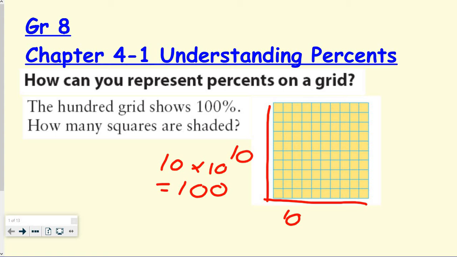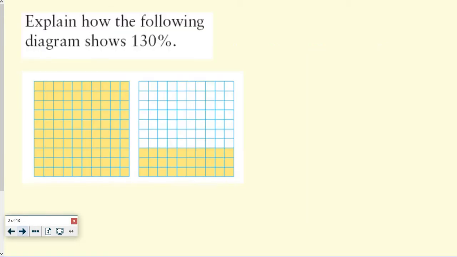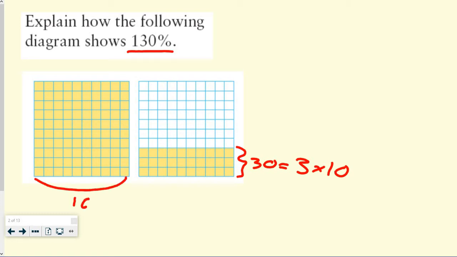How many squares are shaded? 100. Each square represents 1%. So when we go to 130%, we need extra. So we grab another grid and we fill in 30 of these, which equals 3 rows, and they're 10 squares each. So we've got 100 here plus 30 here equals 130%.